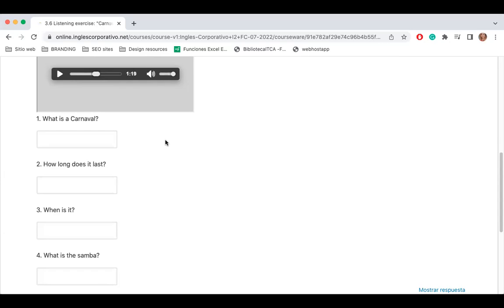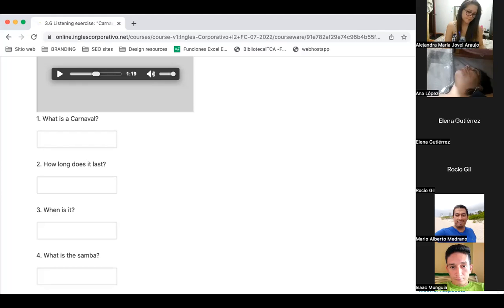The answer, so, what is a samba? It's a dance. Because they said everyone is dancing samba. So samba is a dance. It's a simple question. They were giving a lot of information, but samba was a very simple one to answer. Did you understand the complete audio, or is there something specific that you want to know what it's talking about? I understand most of the audio, so it's okay.